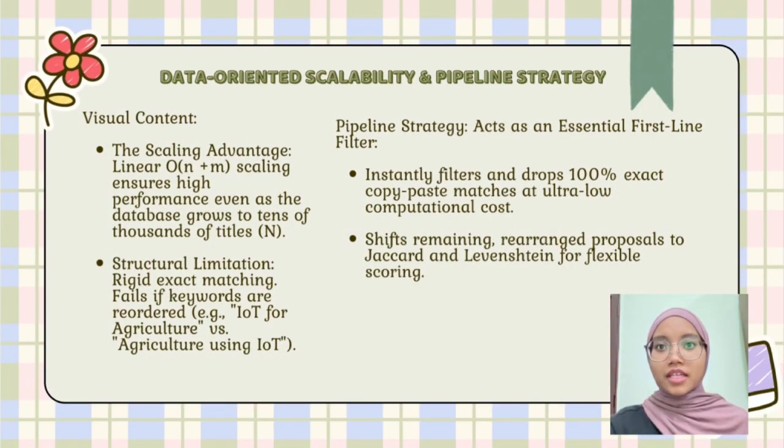In terms of data-oriented scalability, KMP handles expanding university databases exceptionally well. Its linear scalability vastly outperforms naive search's quadratic regression. However, KMP is structurally rigid and cannot detect similarity if a student rearranges word orders. Because of this, we deploy KMP as our essential first-line filter. It runs first to instantly clean out literal one-to-one copy-paste titles at a very low processing cost, passing more complex cases down the pipeline to Jaccard and Levenshtein.